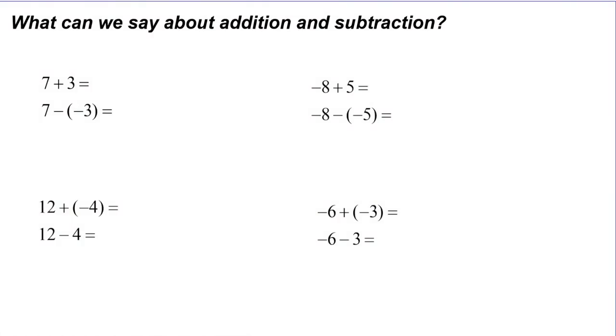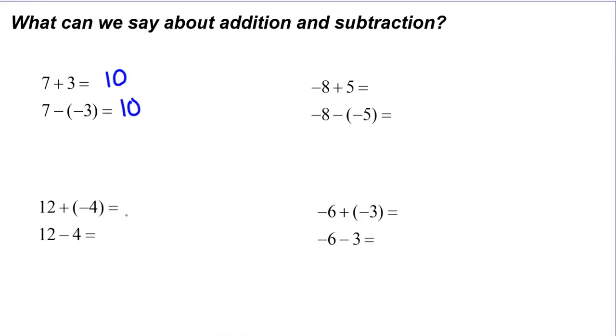And how are they related? If we understand that, we can go back and forth here. So here I've got examples of pairs of number sentences that are identical, and we want to make that connection here. 7 plus 3 is 10. And 7 minus a negative 3, again, subtracting a negative actually increases the value. So this is also 10.